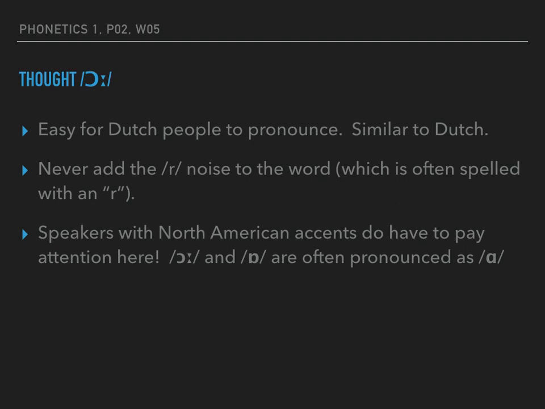Speakers with North American accents do have to pay attention here, because in North American English, the thought vowel and the lot vowel are often pronounced with the same sound. So when speakers in the United States and Canada use the thought vowel and the lot vowel, as you can hear in the way that I say both sounds using the same. And it's very similar to the Dutch sound zat. So thought, not, lot, those are all going to be pronounced for North American speakers in the same way. So if you speak with a North American accent, it is good to have a look at the words and to really try to understand the differences between the long thought and the shorter lot.